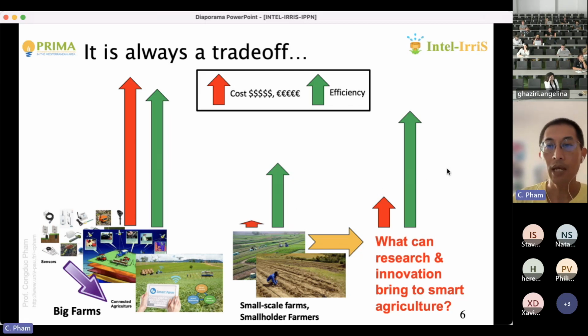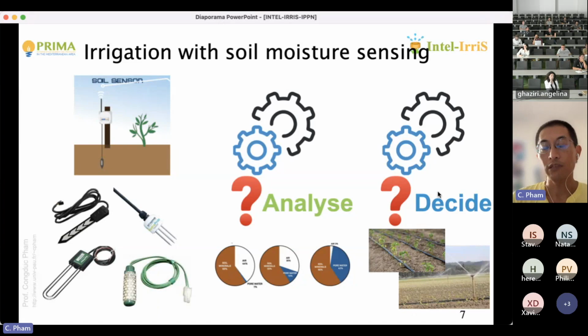So what we want to do is to see what kind of research and innovation we can have, to bring low-cost sensing technologies to improve the irrigation for smallholders. Irrigation with soil moisture sensing is not new. We know that we should deploy sensors, analyze the data of the sensors, and based on the analysis decide when we have to irrigate. Then we could start the irrigation manually or, of course, automatically.